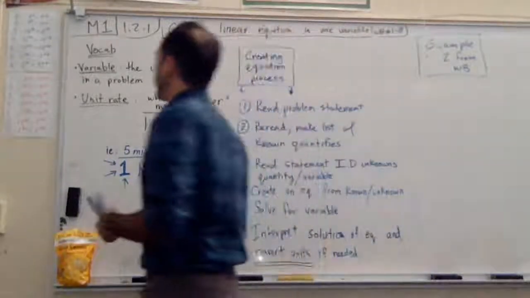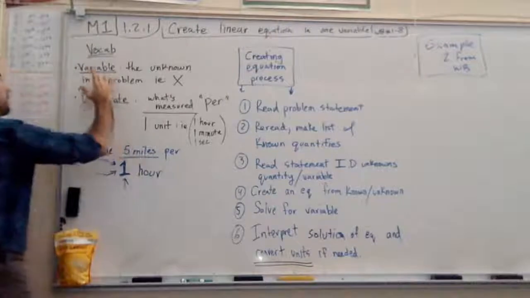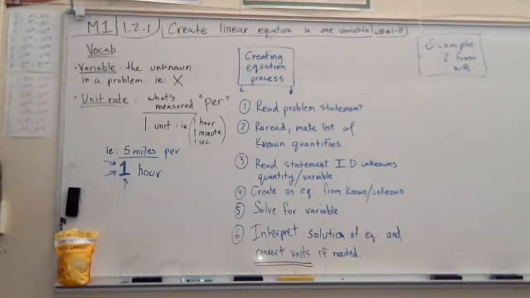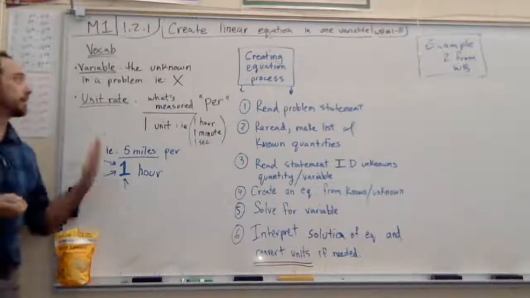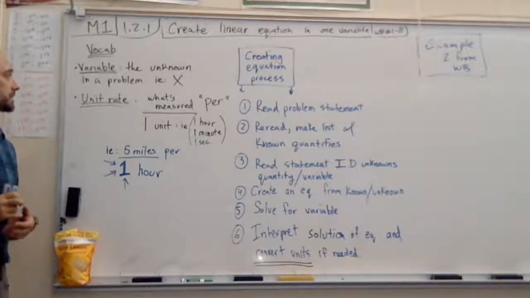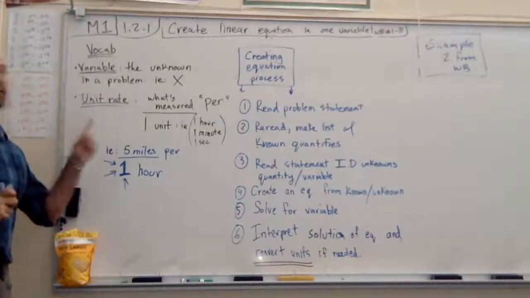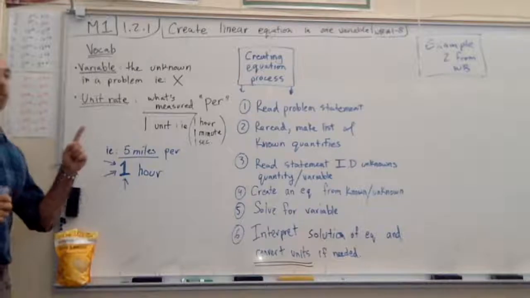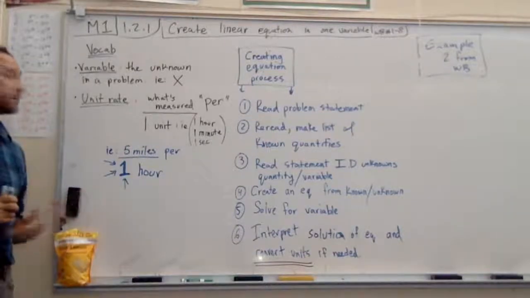Okay, so just looking at some vocab you need to know. Variable, the unknown in the problem. We're going to use x. Okay, so the variable is x that we're going to use. And we are using only one variable, I think, for a while. So we're just going to use x. When you don't know something, you put it in as x.